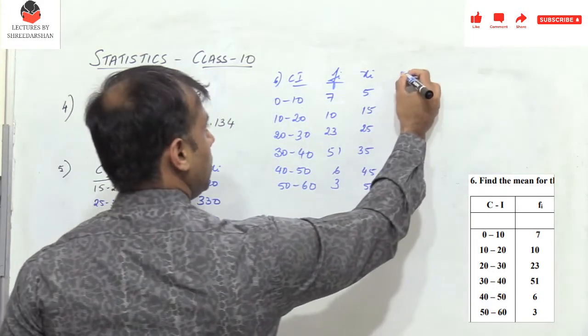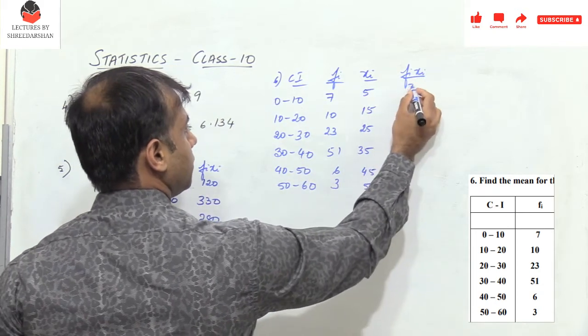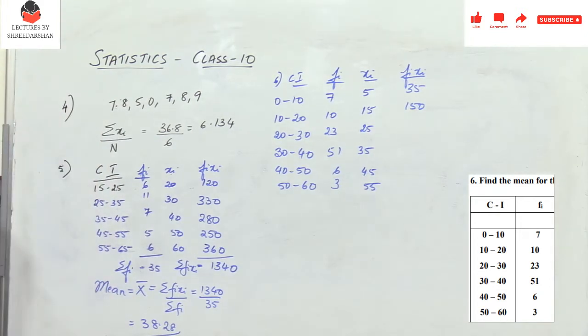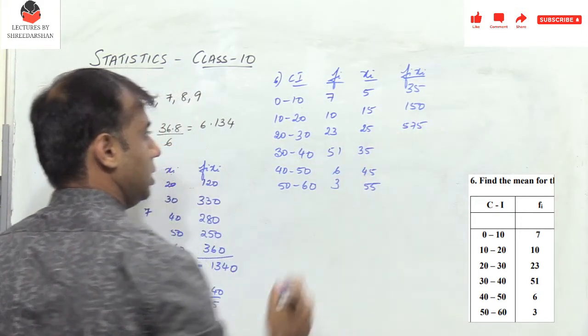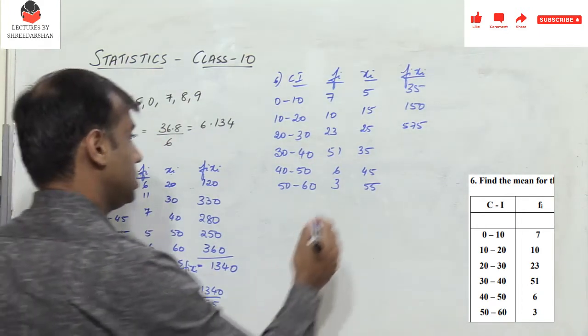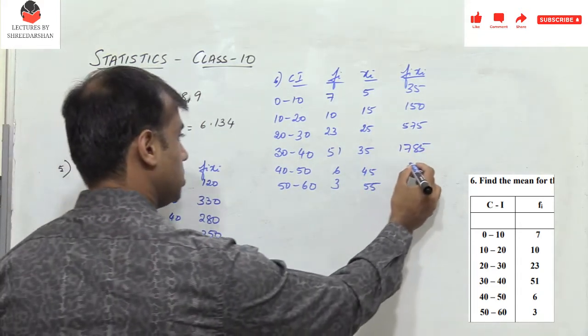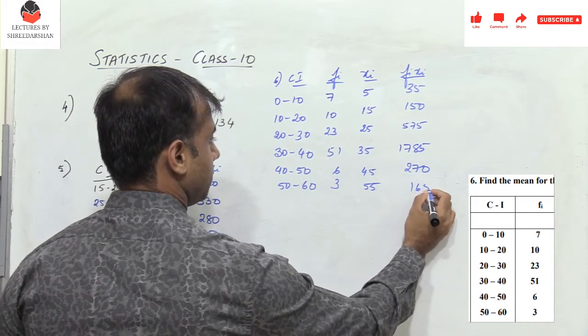Right? So now we need to calculate fi into xi. So 7 into 5 is 35. 10 into 15 is 150. 23 into 25 is 575. Next, 51 into 35 is 1785. Next, 6 into 45 is 270. And 3 into 55 is 165.